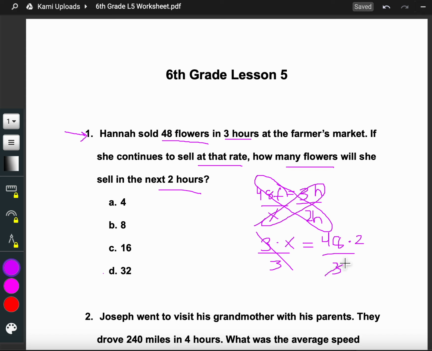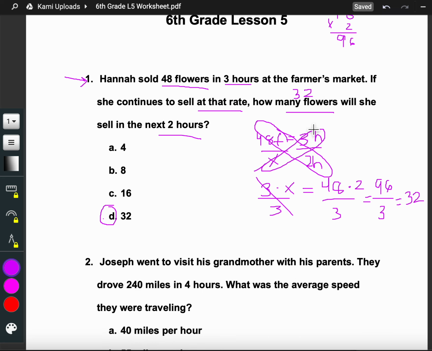So we can simplify this out. So now let's quickly do a little multiplication. 48 times 2. And try and do it on paper, because I know you can use your calculator, but it's better if you use your mind on it. 96 divided by 3. And 96 divided by 3 is 32. So the answer would be D. It would take 32 flowers for her to sell in the next 2 hours.